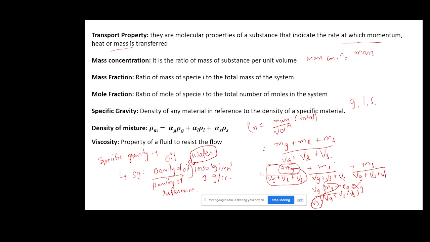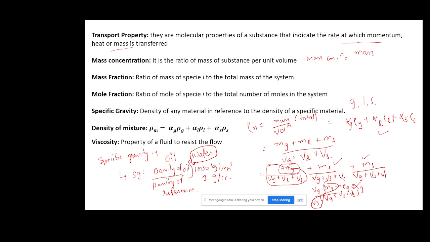Similarly, if we solve for liquid and solid, the equation we get is rho m equals alpha G, the volume fraction of gas in the system, into the density of gas, plus the volume fraction of liquid in the system into the density of that liquid, plus the volume fraction of solid into the density of solid. So this is how you derive that equation.